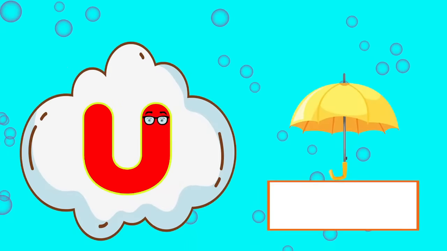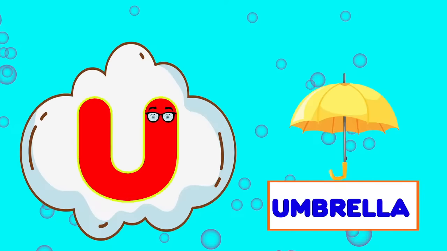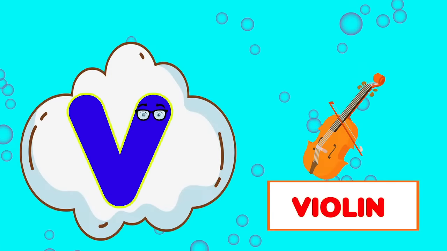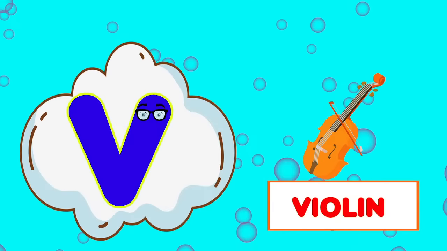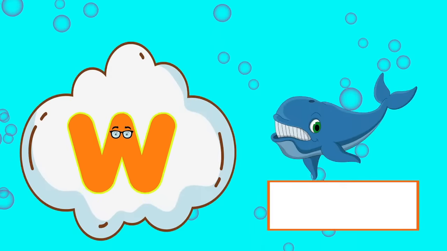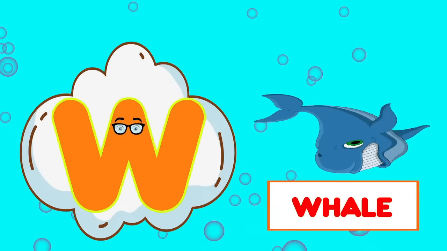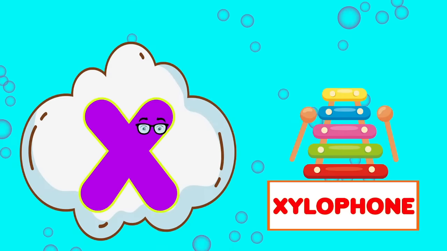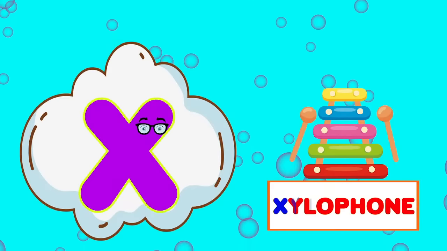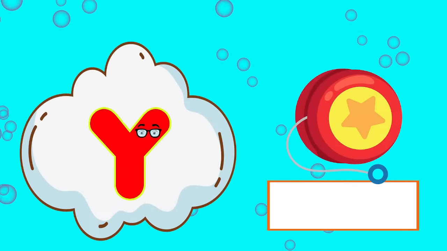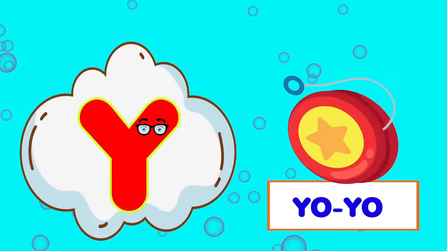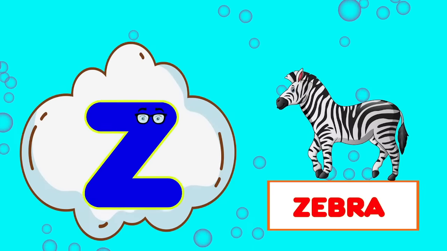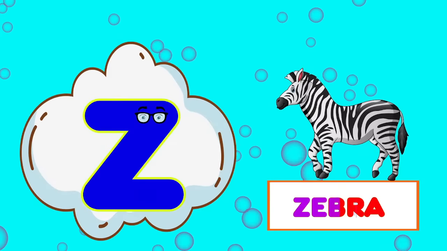U is for umbrella. U, U, umbrella. V is for violin. V, V, violin. W is for whale. W, W, whale. X is for xylophone. X, X, xylophone. Y is for yo-yo. Y, Y, yo-yo. Z is for zebra. Z, Z, zebra.